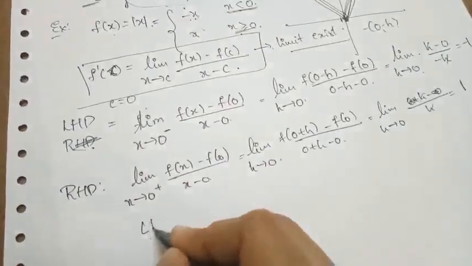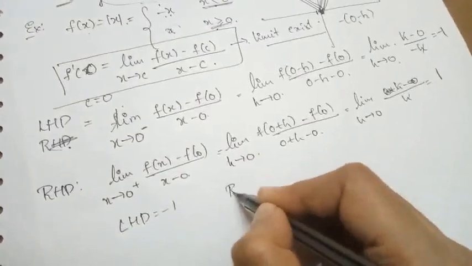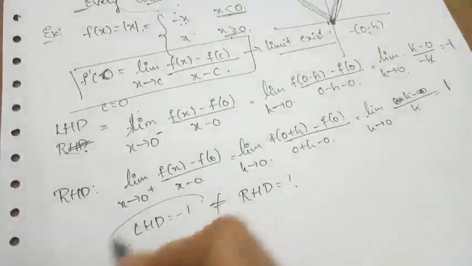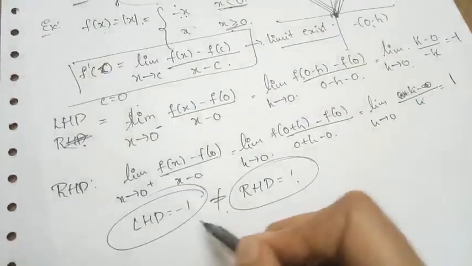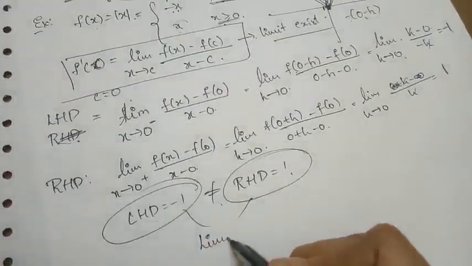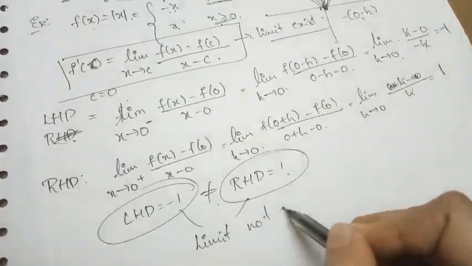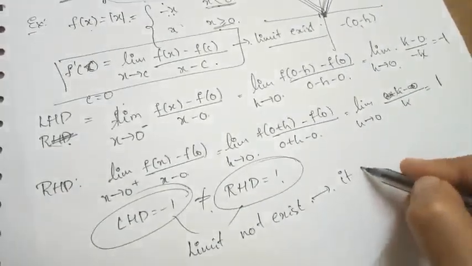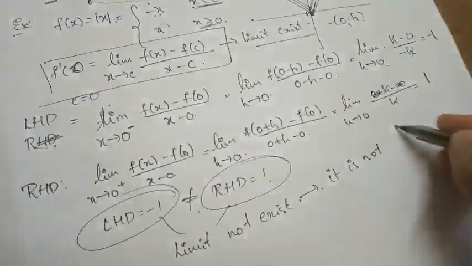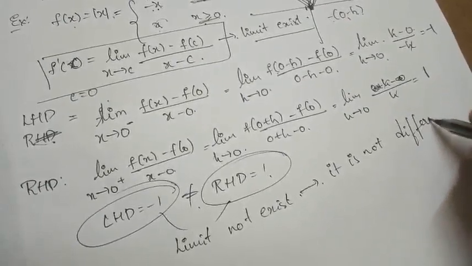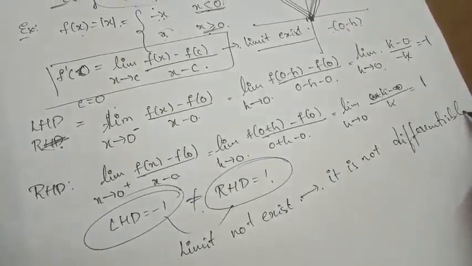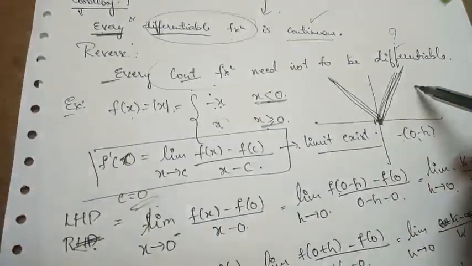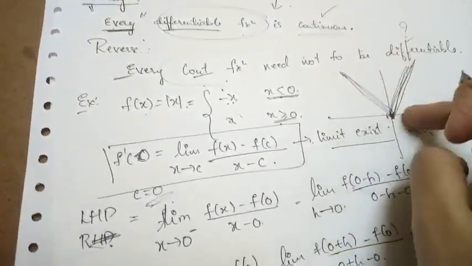Now you can see that the left hand derivative is equal to minus 1 and the right hand derivative is equal to 1. Clearly both are not equal. So the left hand derivative and right hand derivative are not equal, and the limit does not exist here. When the limit does not exist, we say that it is not differentiable. So the given function is not differentiable at the point 0. The modulus function, even though it is continuous, is not a differentiable function.